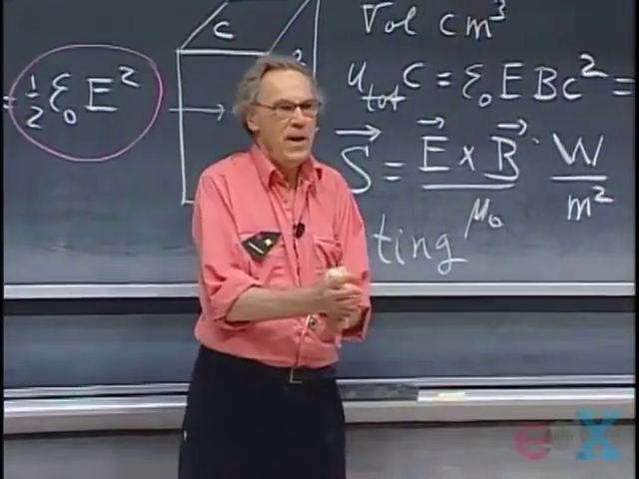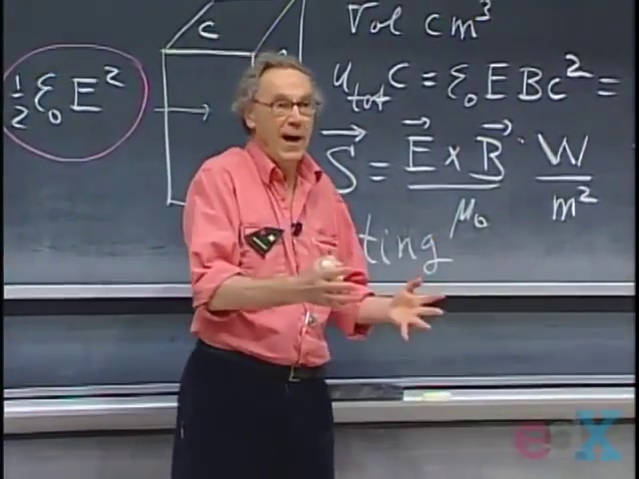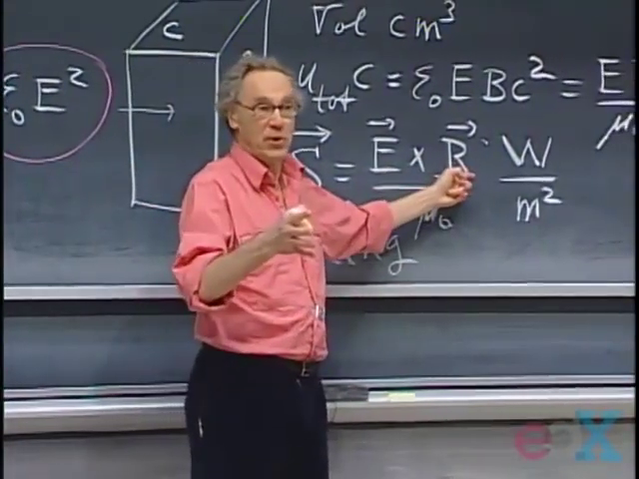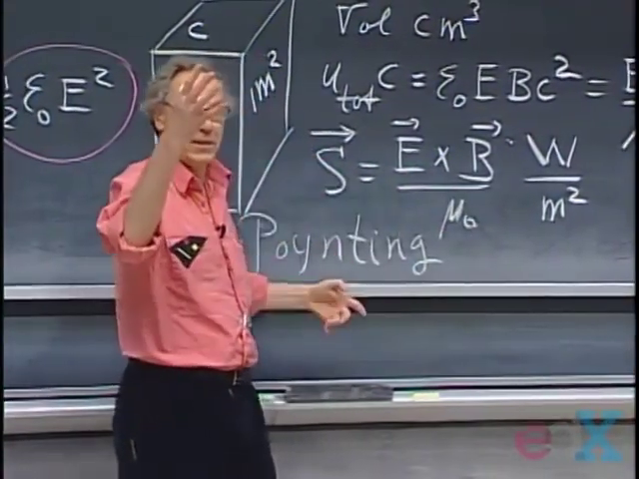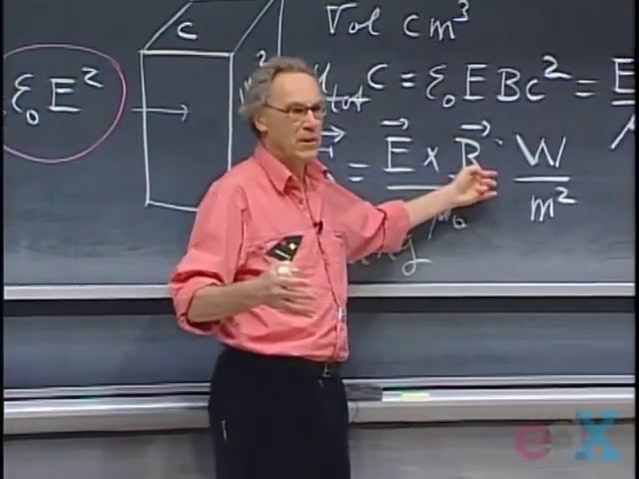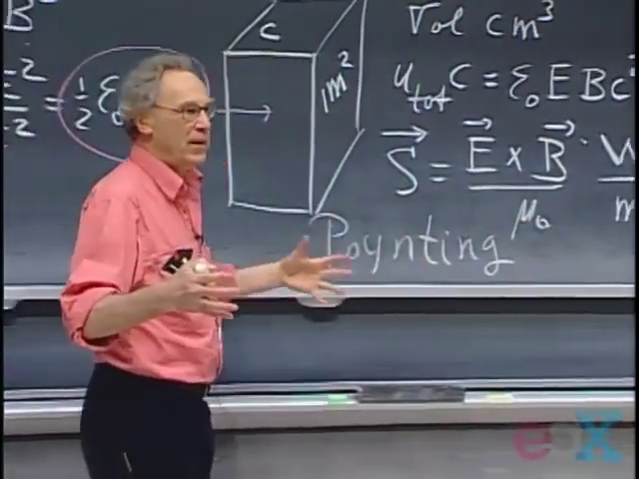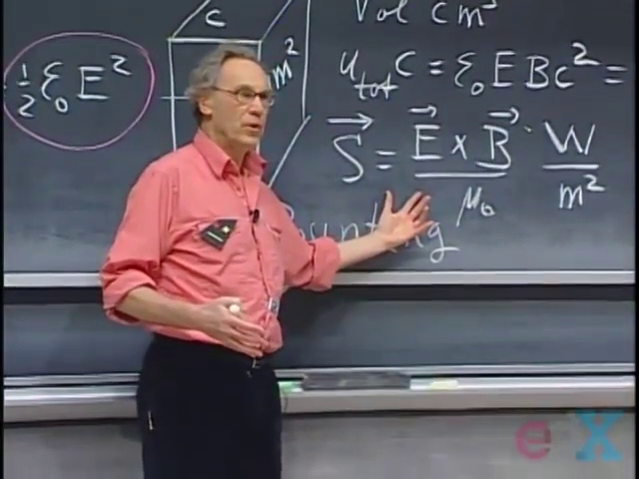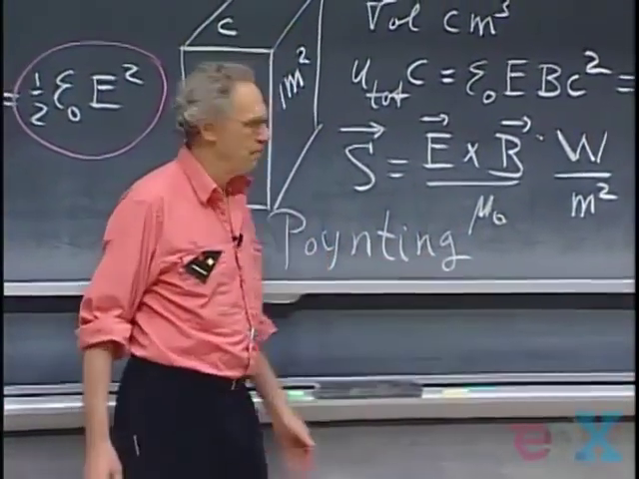If you are somewhere in space and this electromagnetic wave comes by, there are moments that S is zero, namely when E and B happen to be zero. And there are moments that it is a maximum, when E and B happen to be a maximum. And so when we deal with electromagnetic radiation, it's more meaningful to discuss the time average value.